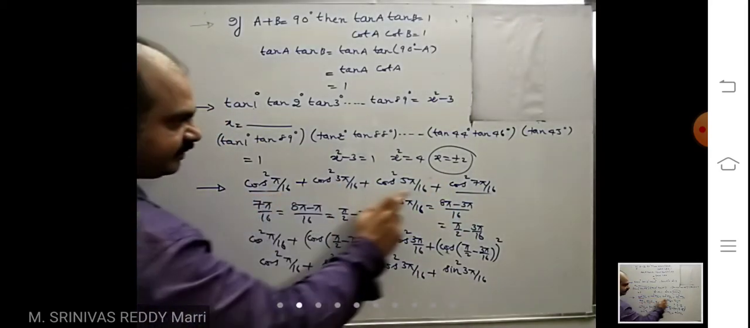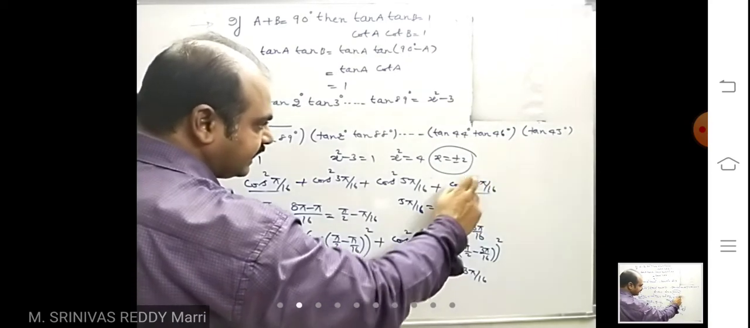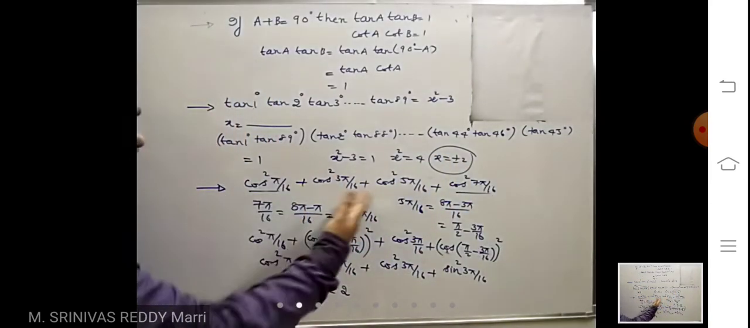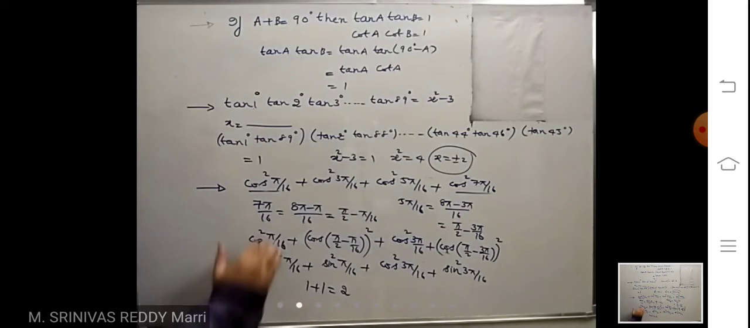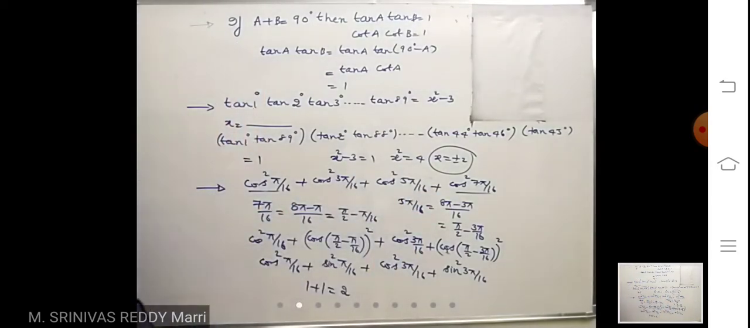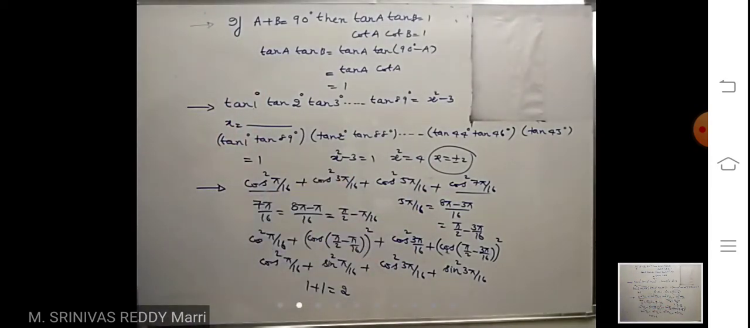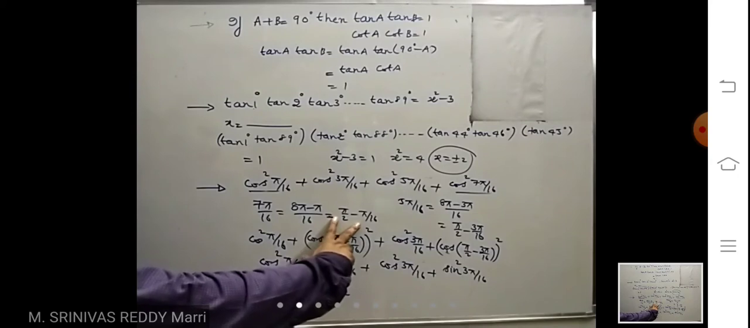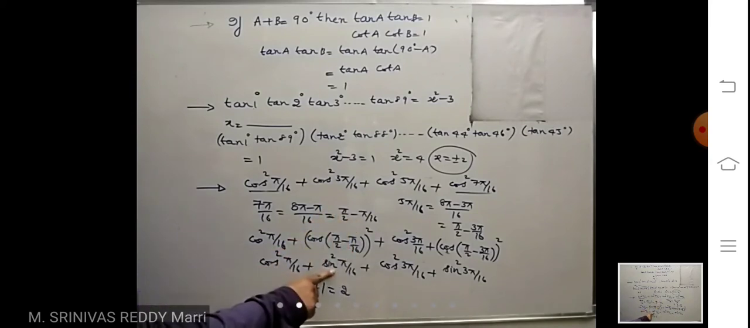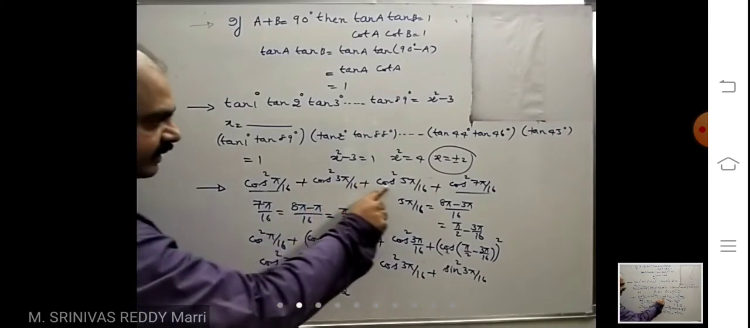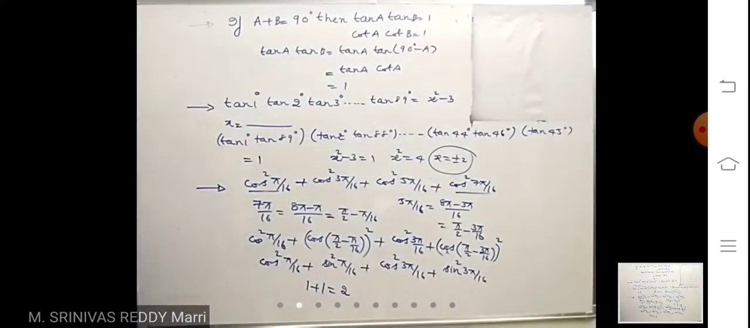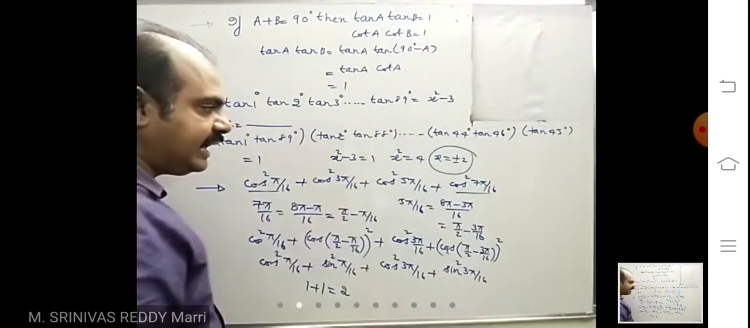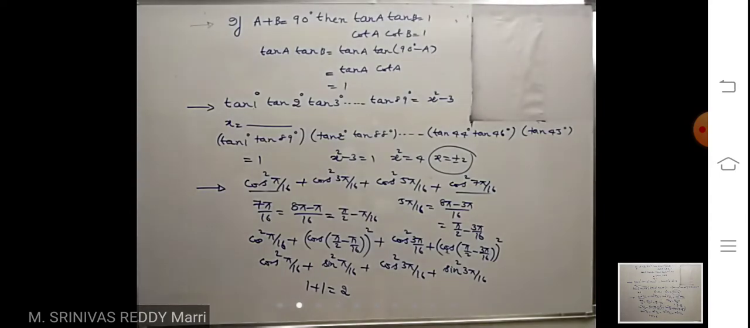Like that you have to identify the angles. There is a relation between this and this. You have to identify whether it is pi by 2 minus pi by 16, or pi minus pi by 16, or 2 pi minus pi by 16. Like that you have to identify a relation such that if you club this and this, it will become 1. Whenever the angles are given, you can identify the relation between them.